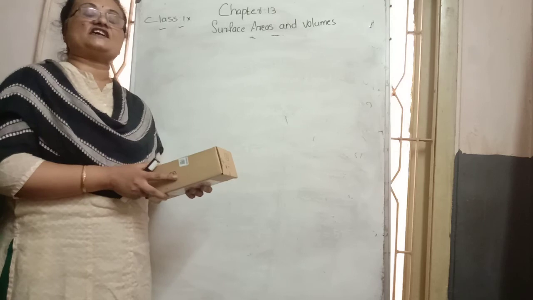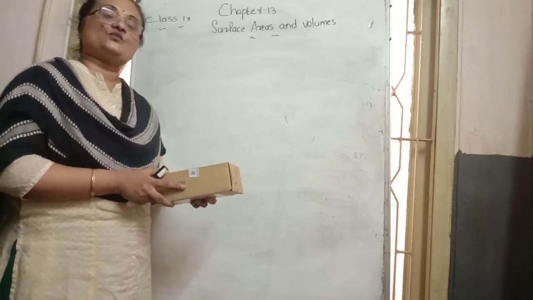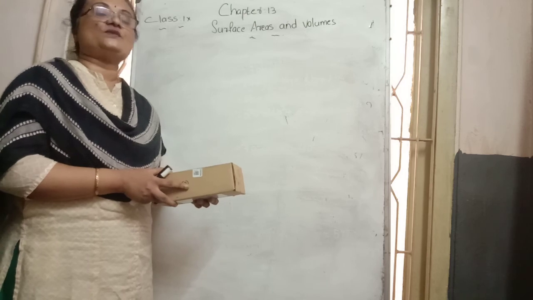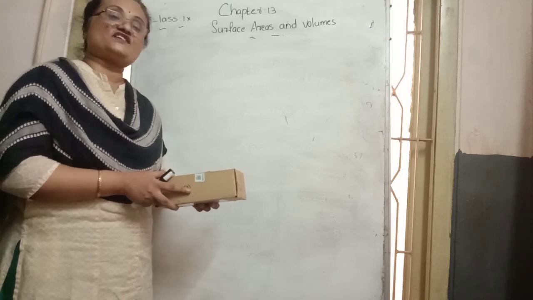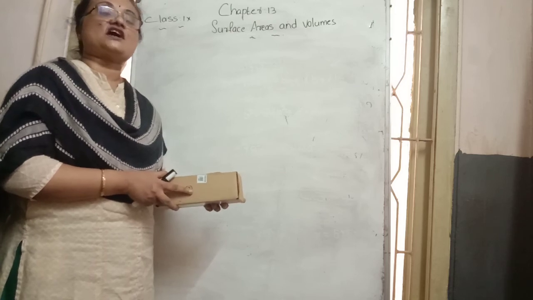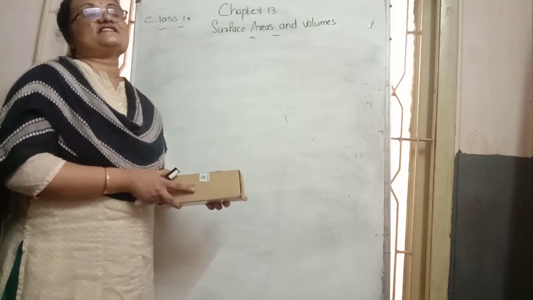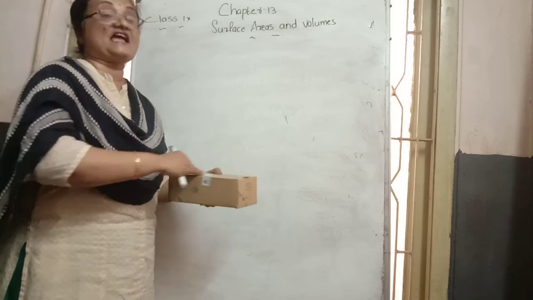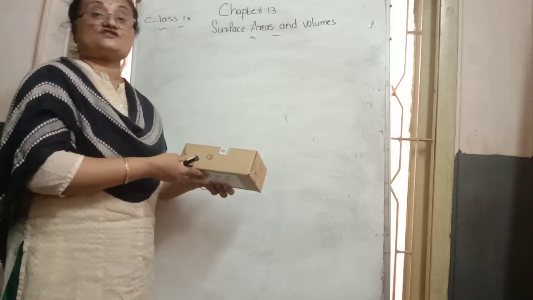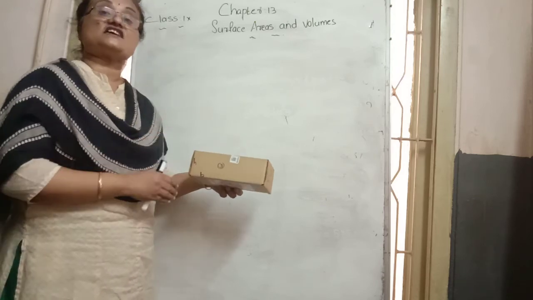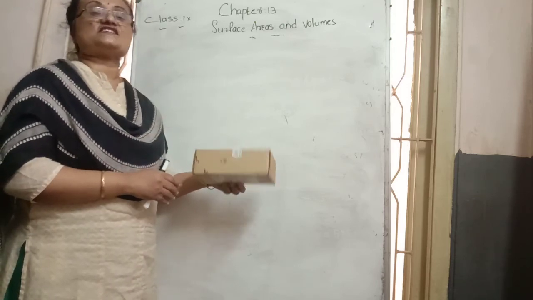So what can we conclude? A cuboid has how many vertices, or corners? 8 vertices. Then 12 edges, and total how many faces does it have? 6 faces. What about a face? A face is a flat surface, we call it a face. Here, see, they are flat only. That's why we call them faces. So it has 6 faces.